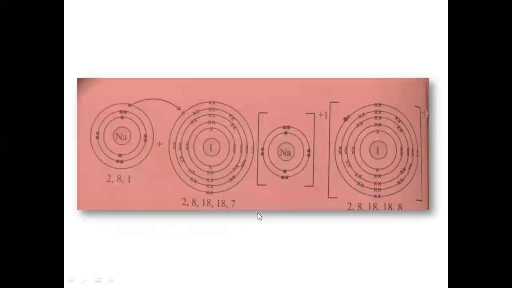Electron dot and cross structure for sodium iodide: sodium has one electron in the outermost shell, and iodine is in group 7, so it has 7 electrons in the outermost shell. Sodium will lose one electron and will form a monovalent cation, and iodine will gain that electron and will form a monovalent anion.